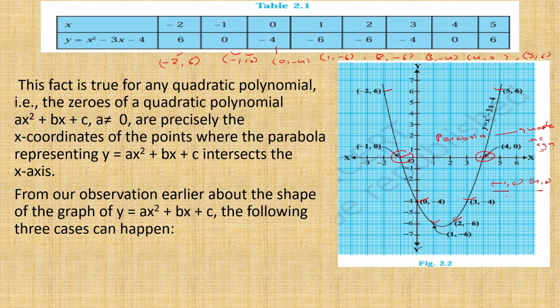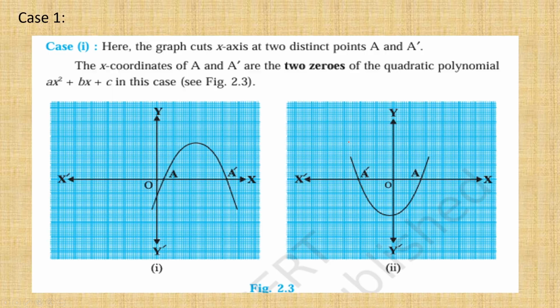So what is meant by that? The zeros of this polynomial are nothing but these 2 points. From the definition, the zeros of the polynomial are nothing but where the polynomial intersects the x-axis. From this graph, it intersects the x-axis at exactly 2 points, that is minus 1 comma 0 and 4 comma 0. So these 2 are called zeros of this polynomial. Okay, that is what he is saying.